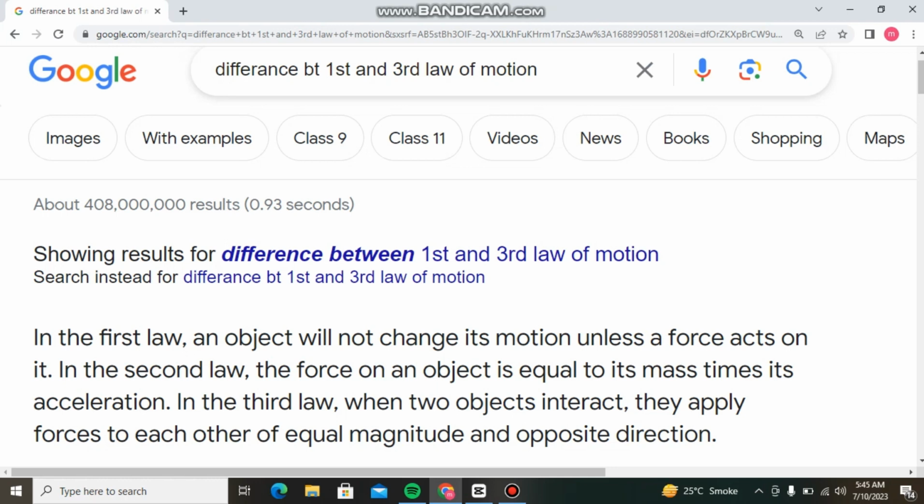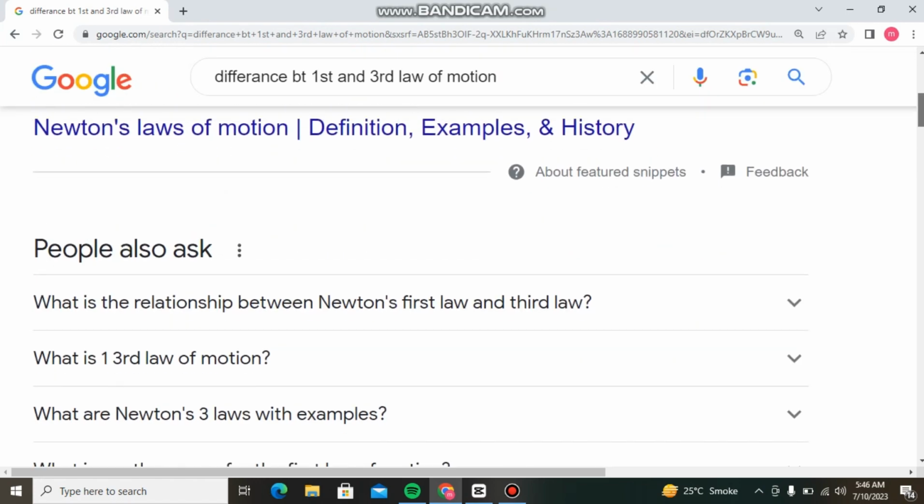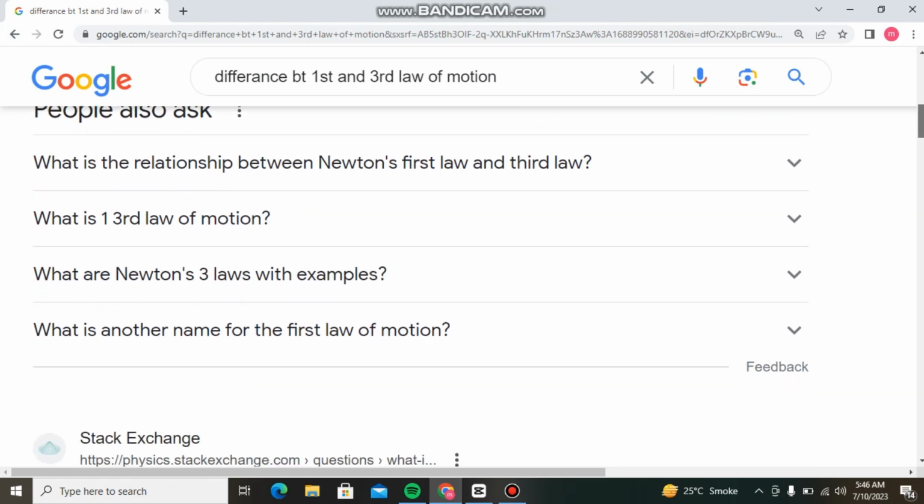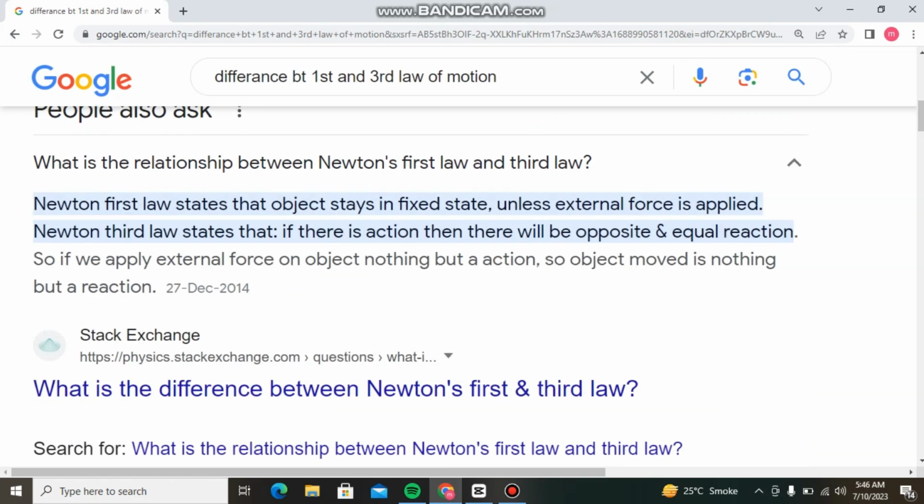In the third law, when two objects interact, they apply forces to each other of equal magnitude and opposite direction. So there we have some details about the first difference between the first and third law of motion. What is the relationship between Newton's first law and third law?